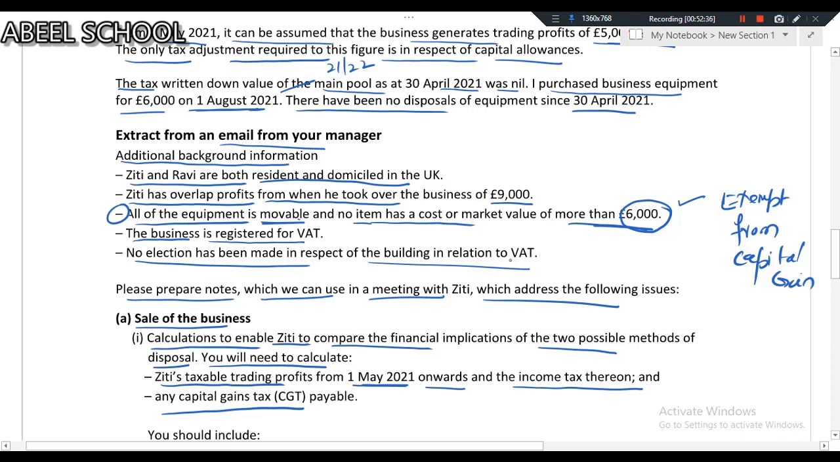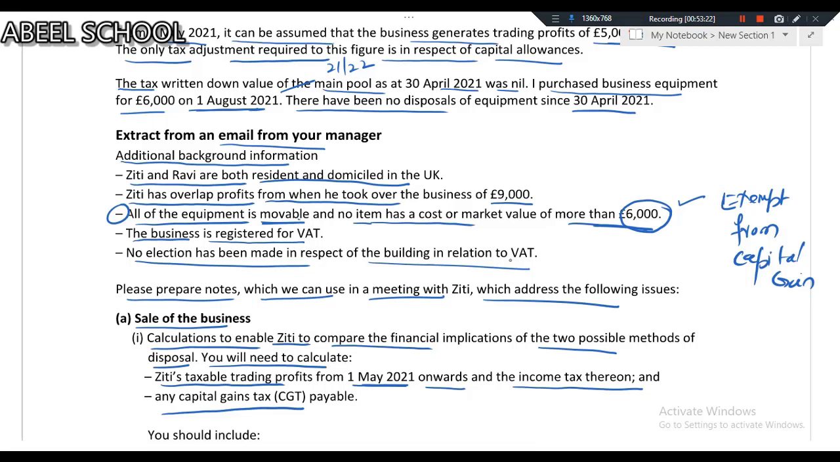In case of ceasing the business and selling on 31st January 2023, dear student, first you have to write that VAT will need to be charged at 20% on equipment. And second, since the commercial building is more than 3 years old, it is an exempt supply. Simple. So on equipment 20% VAT will be applied, and the building is an exempt supply.